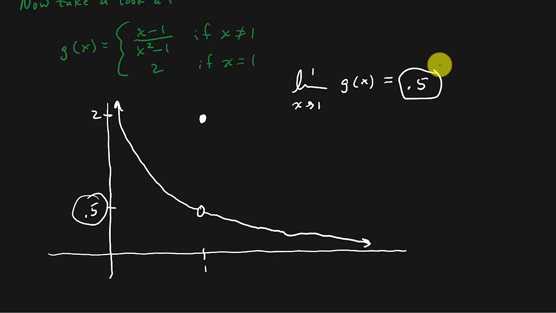Hopefully this helps you understand that when we're finding limits, it's the limit as x approaches the number, not when x equals the number, because when x equals 1, that's 2. In other words, we could write g of 1, and we're not taking the limit here, but we could write g of 1 is equal to 2, because that's the y value when x is 1. When x is 1, our y value is 2.